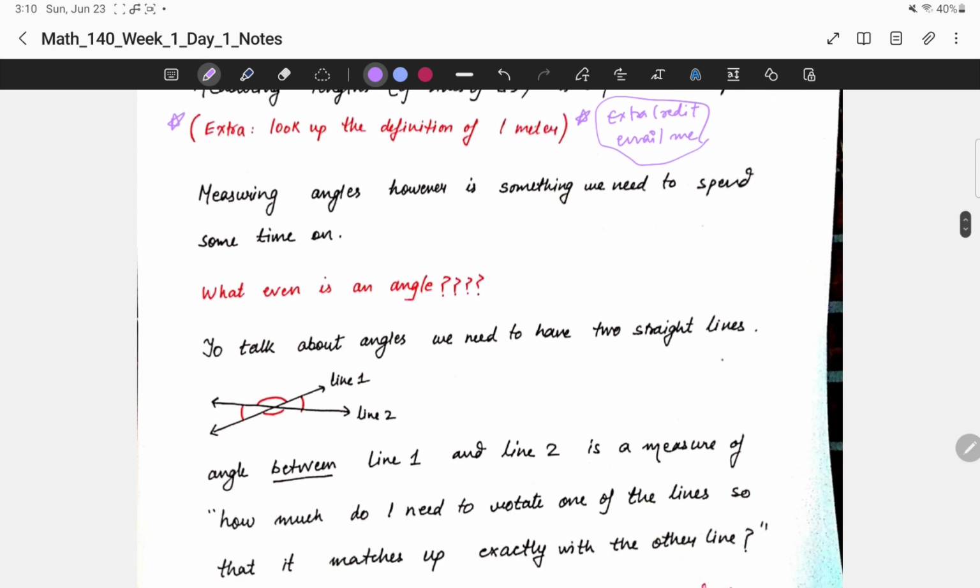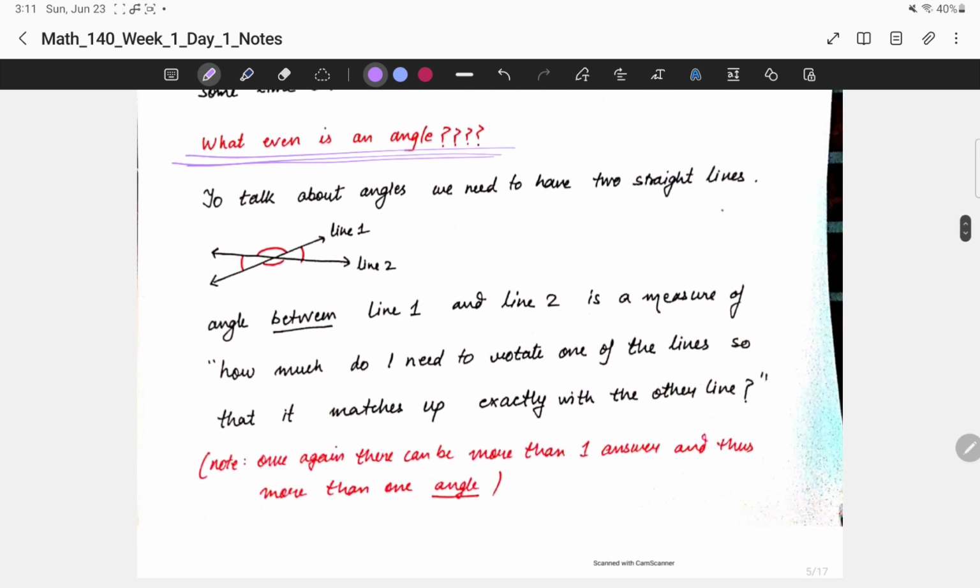Measuring angles is something that we're going to spend some time on. So before we talk about measuring angle, what is an angle even? Firstly, to talk about angles, we need to have 2 lines. If you just have 1 line, you can talk about angles, but it's not very interesting. So when you have 2 lines, remember how there were 3 cases. I specifically look at 1 case, which is this one.